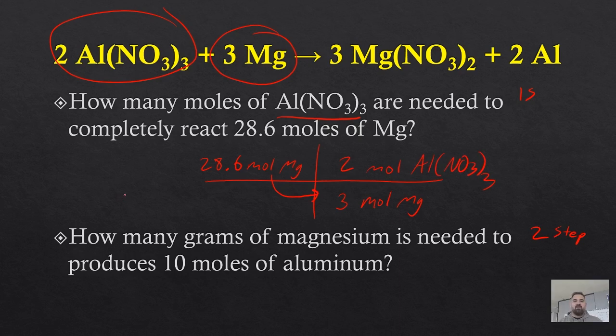And what's the number that y'all got? 19.1. What's the unit? Moles of aluminum nitrate. Hands up if you got this number. All right, almost everybody. That's good. Okay, so let's go ahead and work the other one.